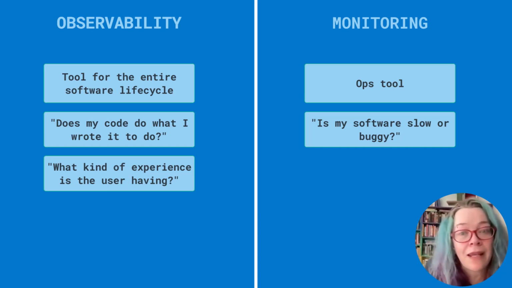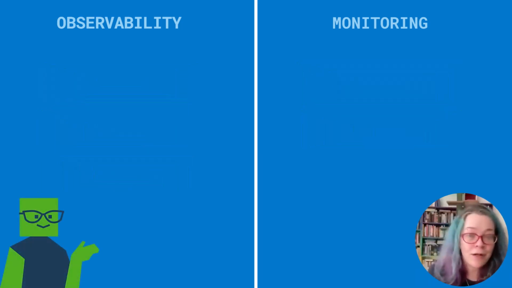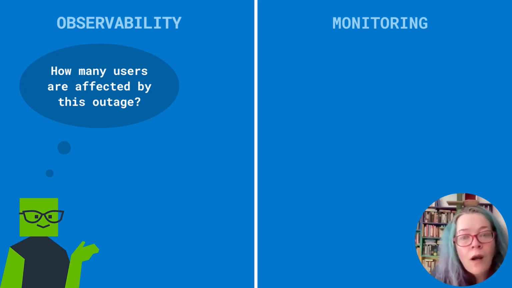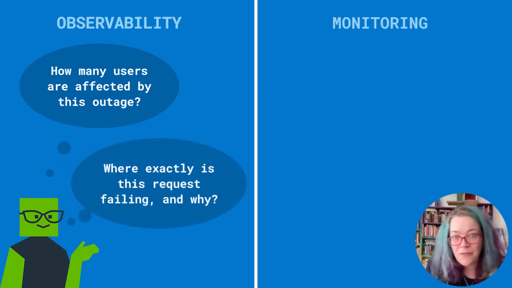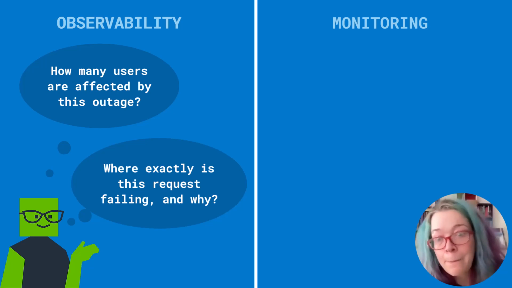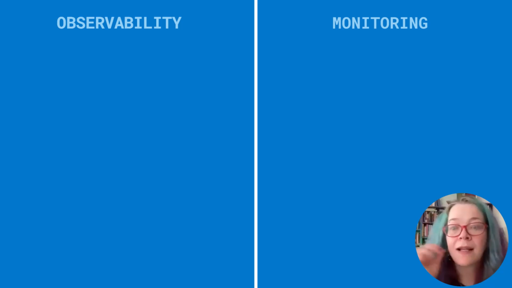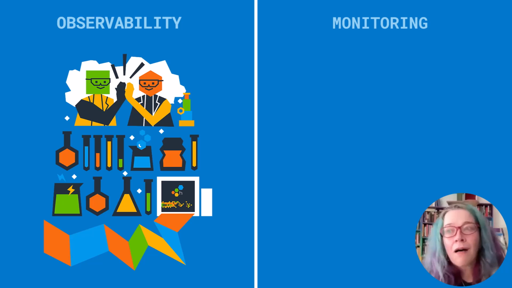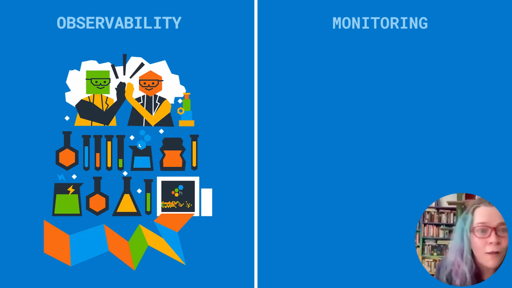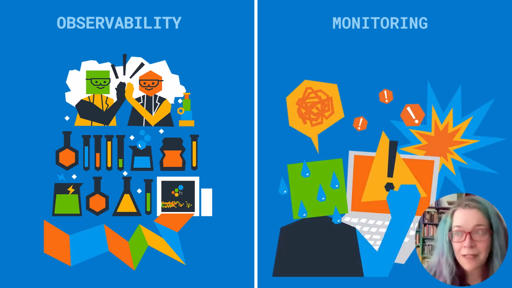With observability, we can answer really complex questions. We can answer things like how many users are affected by this outage, or what was this specific user's experience during this time, or where exactly is this request failing and why? Because it tells us much more about why something happened. It allows application engineers to rapidly debug production systems, but it's also usable for all of the other things that we need to understand that are not just errors and bugs and outages.